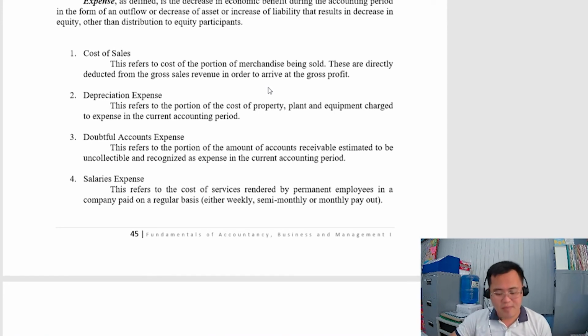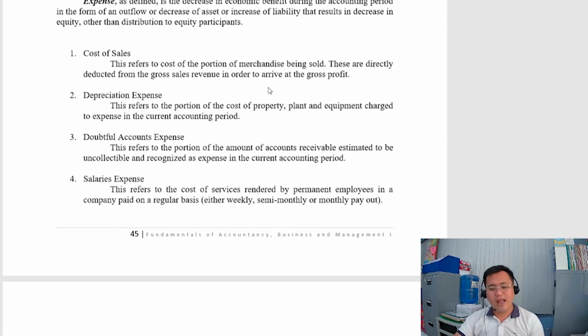Number two, depreciation expense. This was already discussed a while ago. This refers to the portion of the cost of property, plant, and equipment charged to expense in the current accounting period. So for land and building, you could remember that we have depreciated the 1 million building over 30 years. That's why every year the depreciation expense is 33,000 pesos when rounded off.